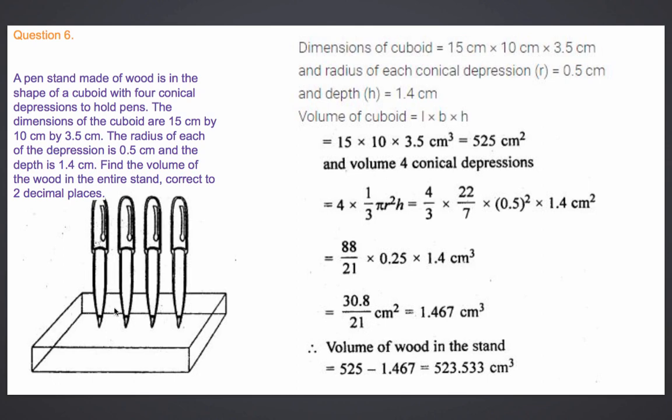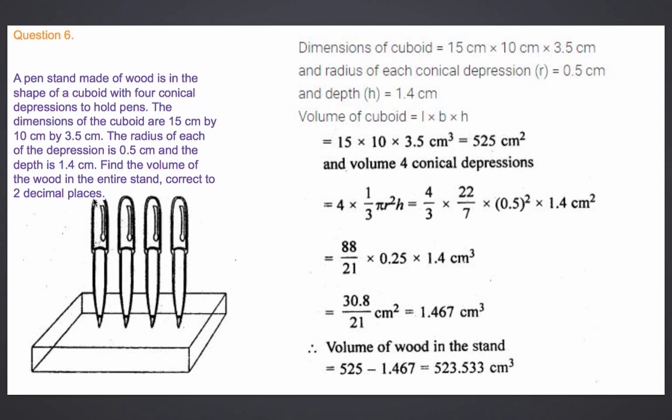We don't keep the whole of the pen. There are 4 depressions in the shape of a cone. They are formed within this cuboidal wooden block so that the pen can be kept in the pen stand. The dimensions of the cuboid are given: 15 by 10 by 3.5 centimeter. The radius of each depression is 0.5 centimeter. So the radius of this conical depression is 0.5 centimeter. And the depth, that means the height, students.